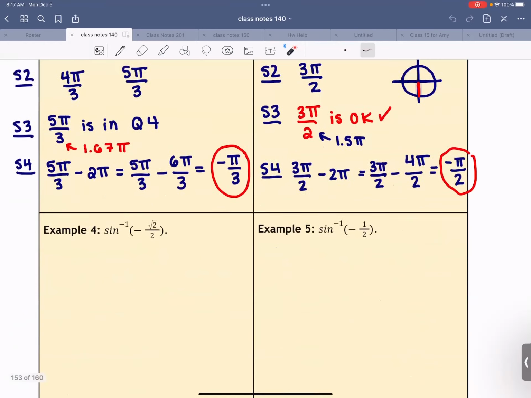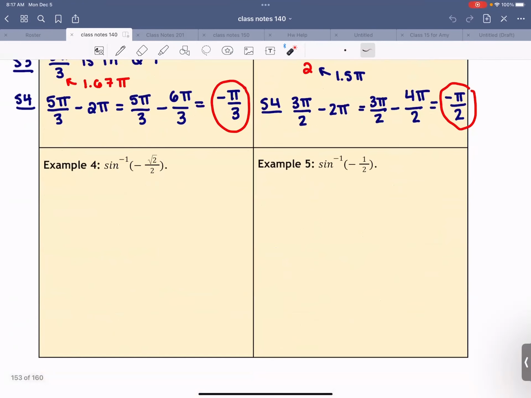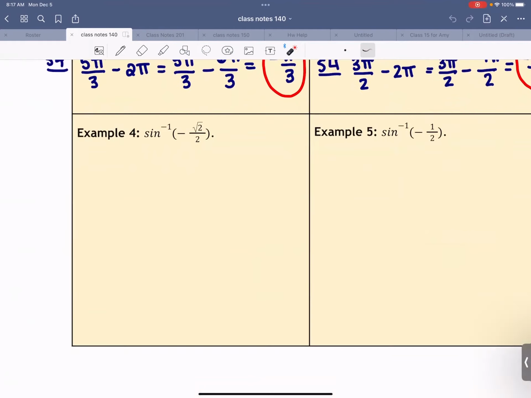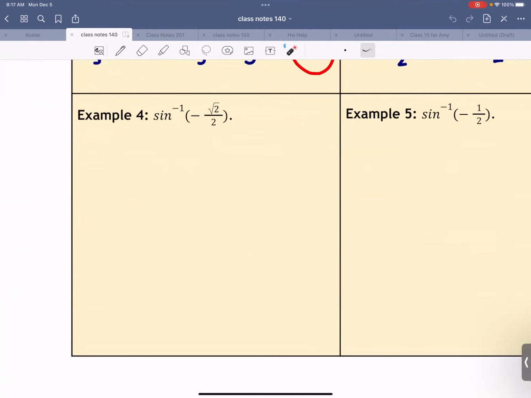So why don't we do an example together, and then for those of us who did this on Friday, we can go over those answers as well. Let's go to example number 4 and just go through how we do this again. All right. In this example, we want to figure out the inverse sine of -√2/2, right? So we want to know what that number is.